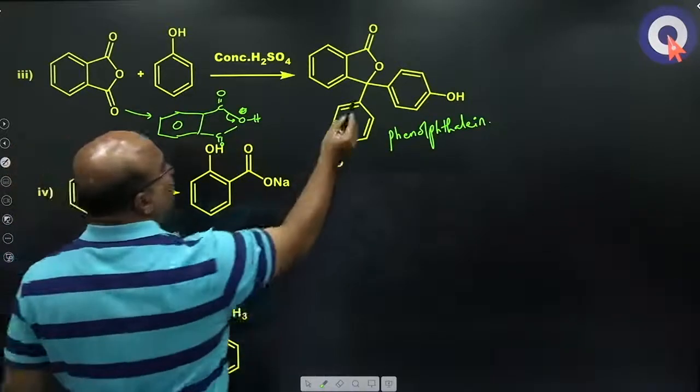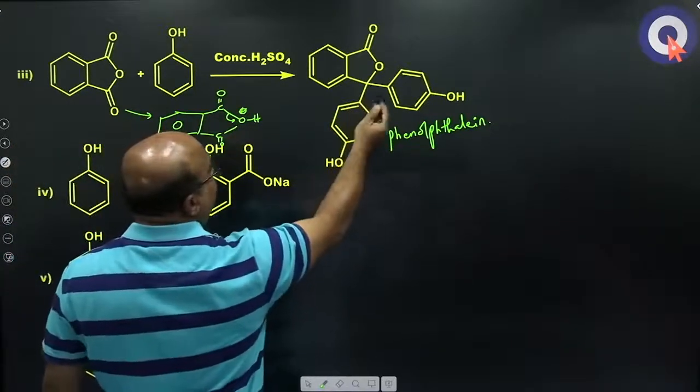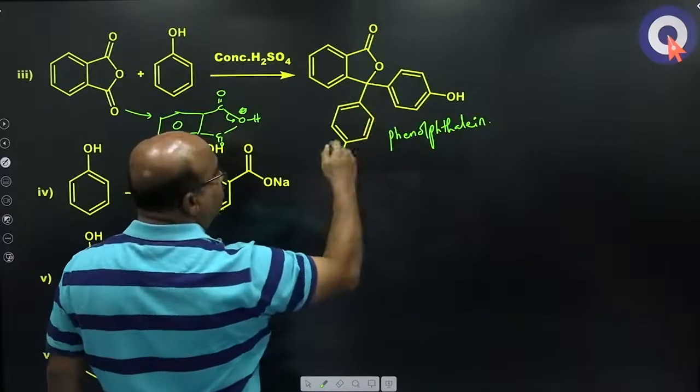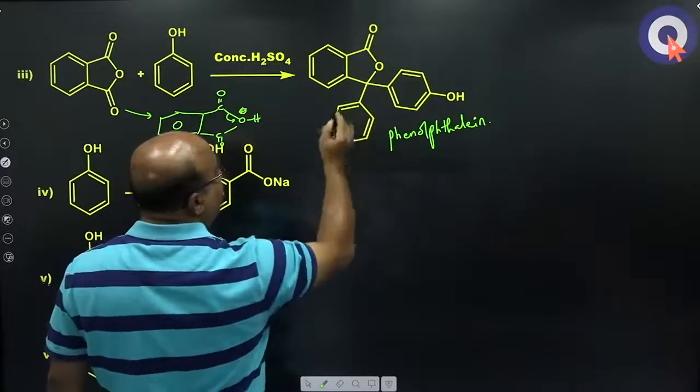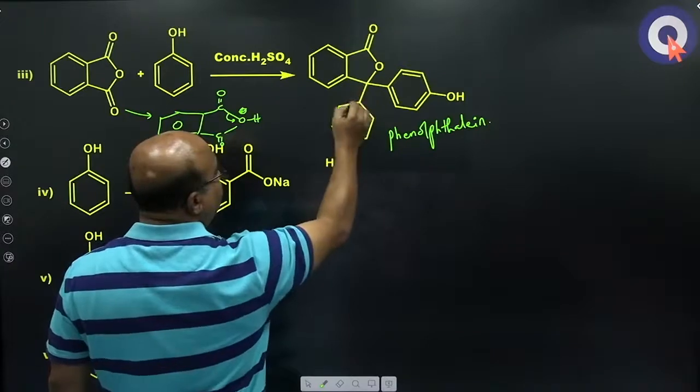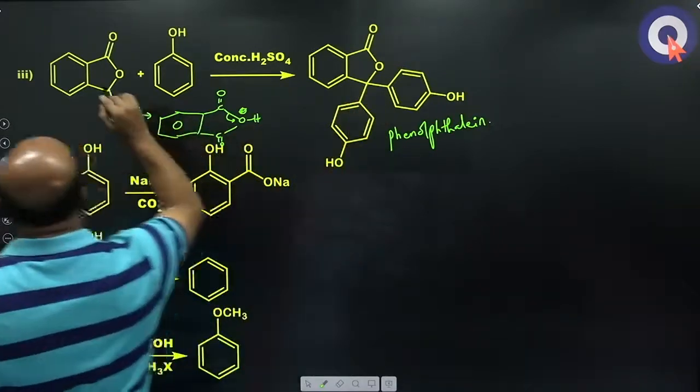So finally you are seeing this carbon, oxygen, and the two hydrogens in the phenol, they are replaced. So in the phenol, this carbon with positive charge is substituted. So this is also electrophilic substitution.